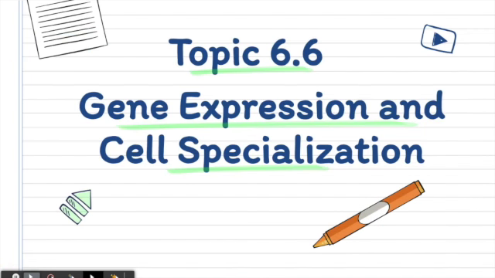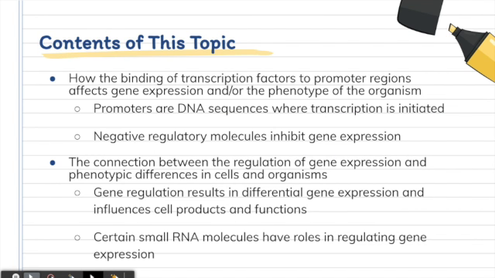Topic 6.6: Gene expression and cell specialization. The contents of this topic are how the binding of transcription factors to the promoter regions affects gene expression and/or the phenotype of the organism, which includes that promoters are DNA sequences where transcription is initiated, and negative regulatory molecules inhibit gene expression. And the connection between the regulation of gene expression and the phenotypic differences in cells and organisms, including that gene regulation results in differential gene expression and influences cell products and functions, and that certain small RNA molecules have roles in regulating gene expression.